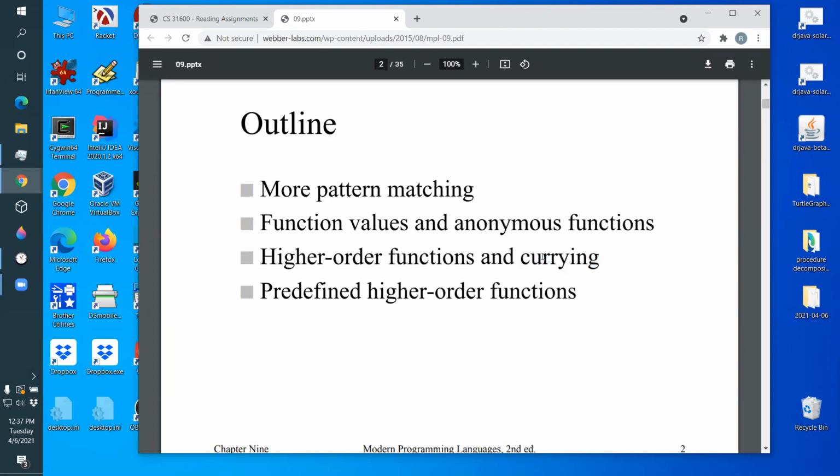So we're going to introduce currying, go back and do more examples of higher order functions, do these predefined higher order functions, and then go back to currying and see what makes it work.